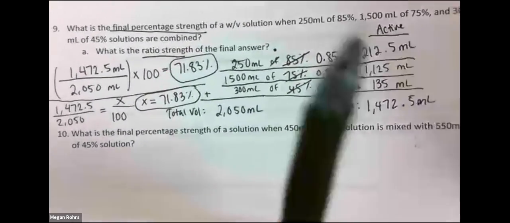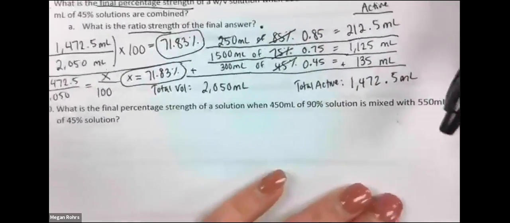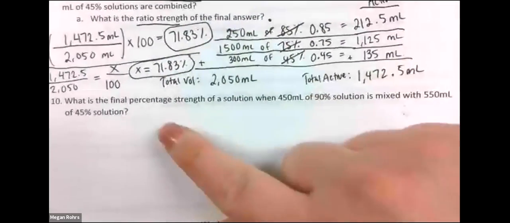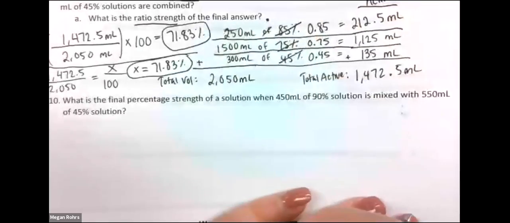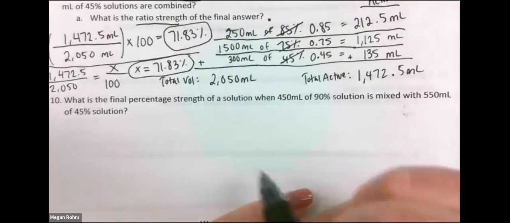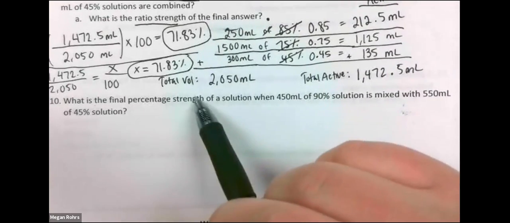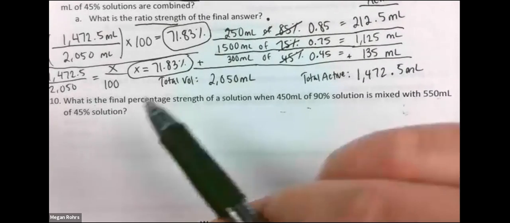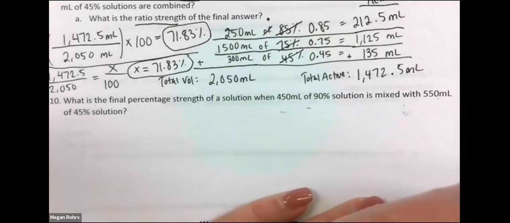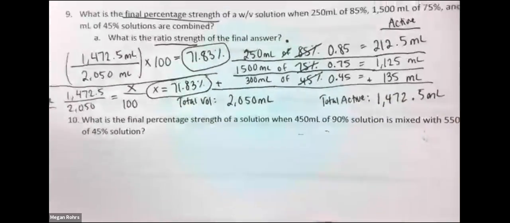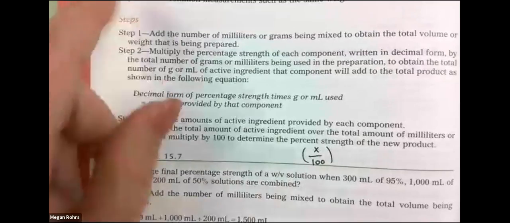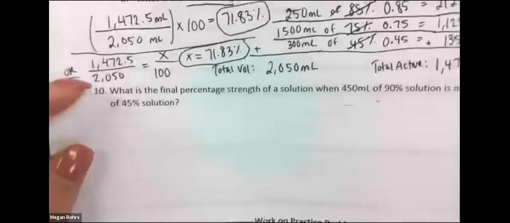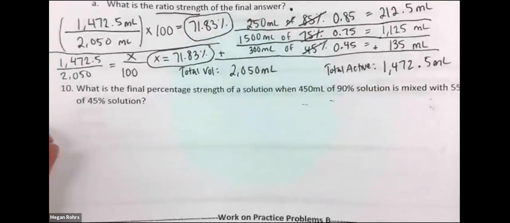All right, and then after you have found the ratio strength on number 9, I would like you to try to solve number 10 on your own based on what we just learned in this example here. So once again, you're looking for the final percentage strength when we're combining these two volumes together. So you're going to use those rules. Once again, they're in the slides and they're also on page 376 in your book. But should be easy for you based on the example that we just did there.